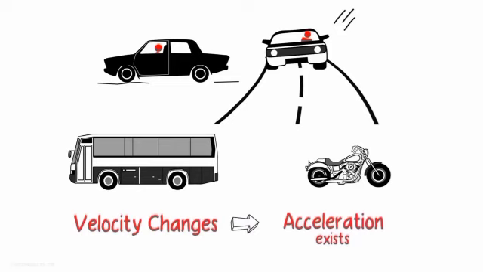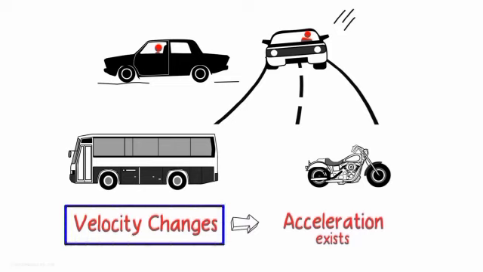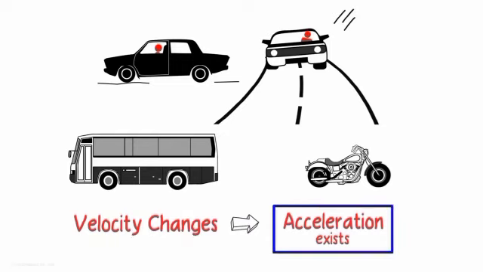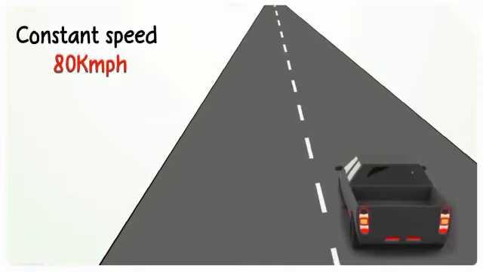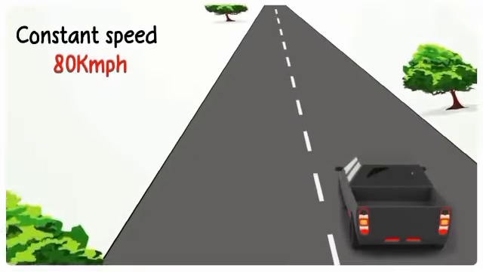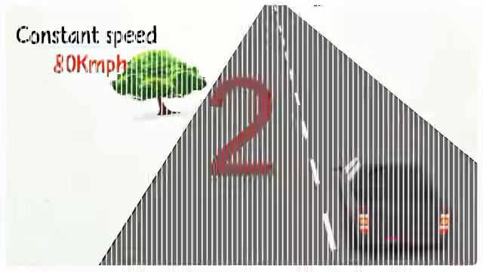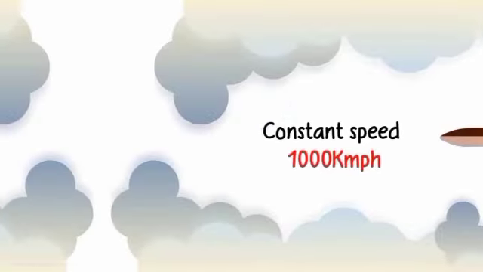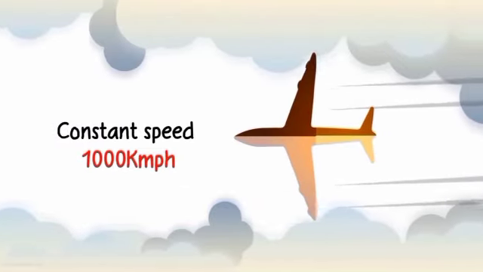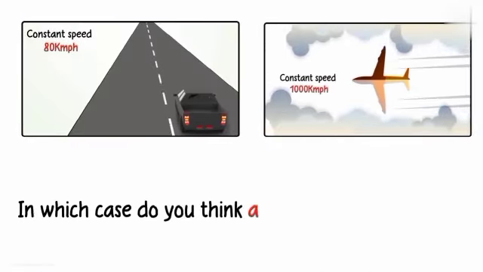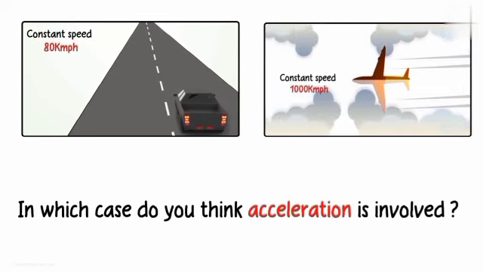I still haven't defined what acceleration is. I just told you that when velocity changes, there will be acceleration. Okay, let me give you 2 examples. In the first one, a car is traveling in a straight line at a constant speed of 80 kilometers per hour. And in the second one, a plane is traveling in a straight line at a constant speed of 1000 kilometers per hour. In which case do you think acceleration is involved?